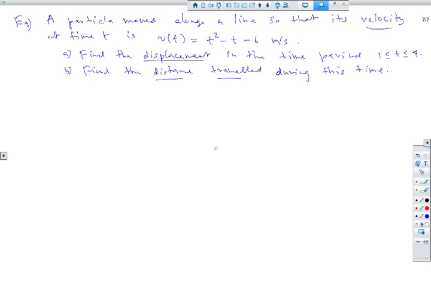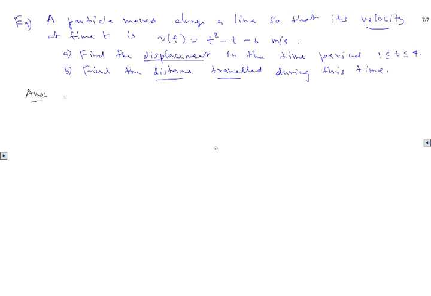Okay, so let's see how it works. The answer for part A: we know that the displacement, according to the net change theorem, is s(4) minus s(1) in this case, but according to the net change theorem, it is simply the integral from 1 to 4 of the derivative. The derivative is simply the velocity in this case, so it becomes v(t). Now what we're going to do is plug in there and integrate.